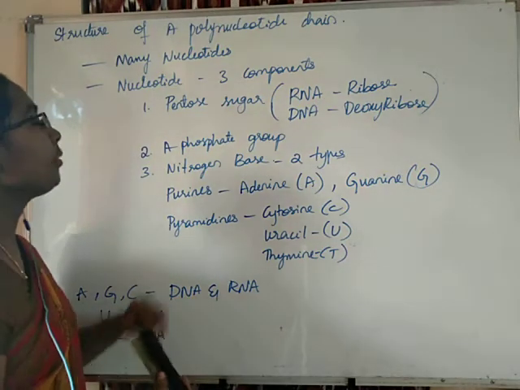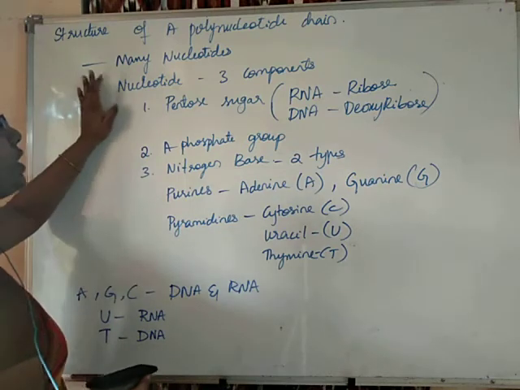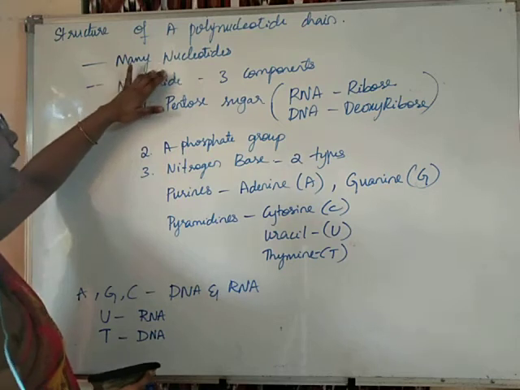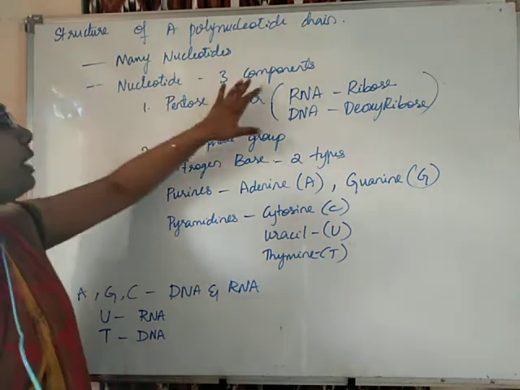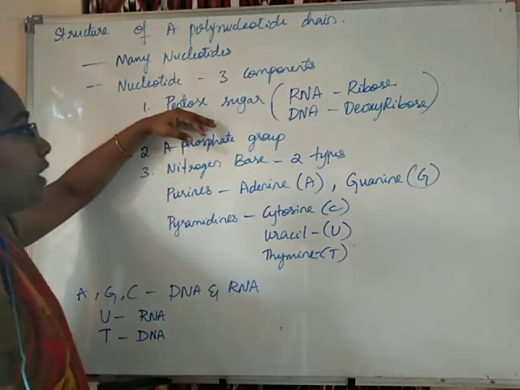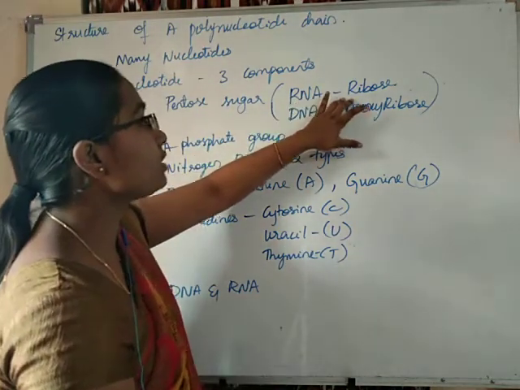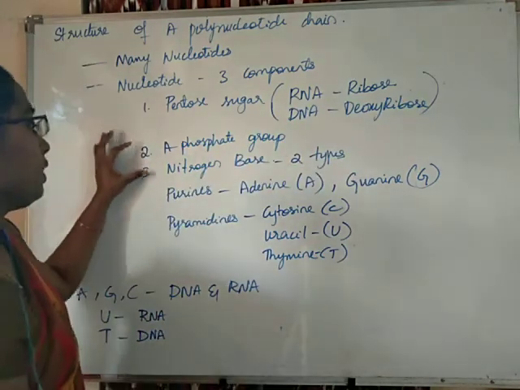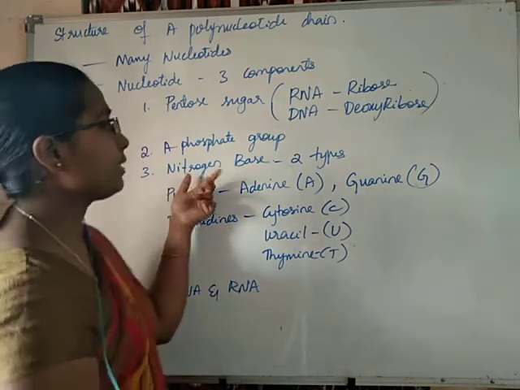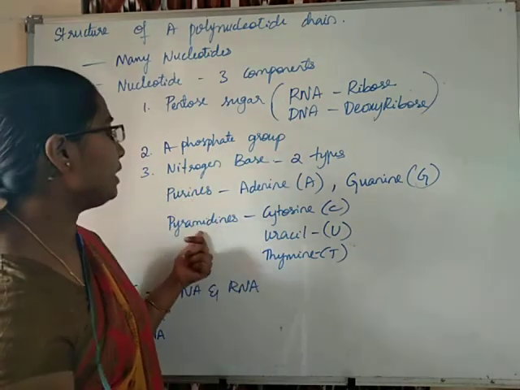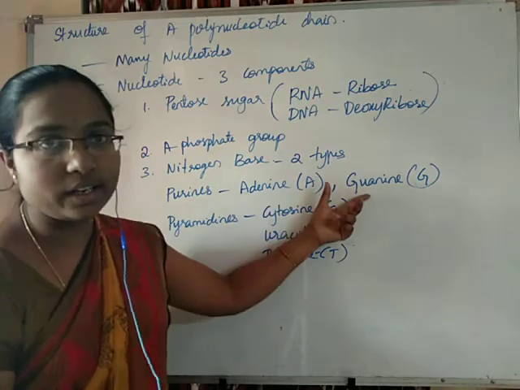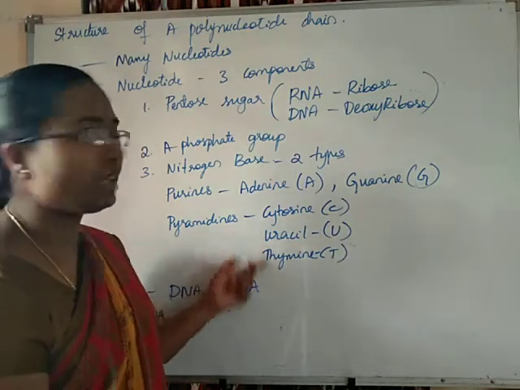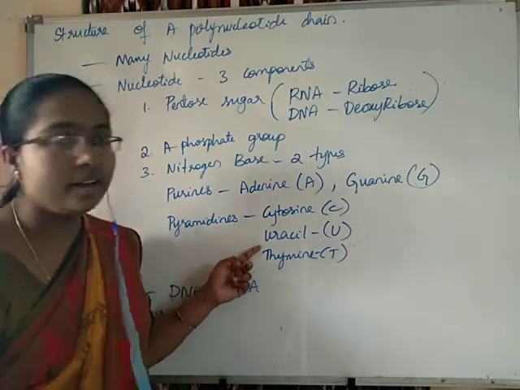Let us see now from all these 3 components how a nucleotide is formed. We have learnt that a polynucleotide chain contains many nucleotides. Each nucleotide is made up of 3 components: a pentose sugar, which is ribose in case of RNA and deoxyribose in case of DNA, a phosphate group, and a nitrogen base. These nitrogen bases are of 2 types, purines and pyrimidines. Adenine and guanine are the purines, represented as A and G. Pyrimidines are of 3 types: cytosine, uracil and thymine.